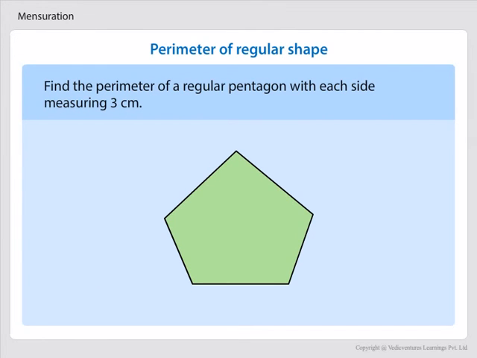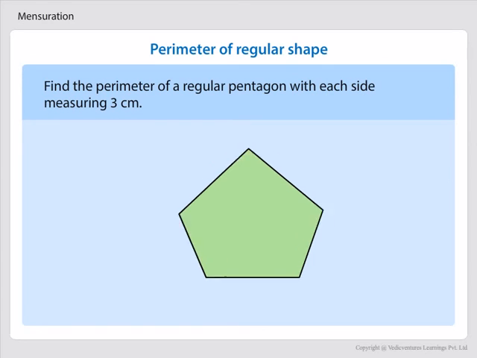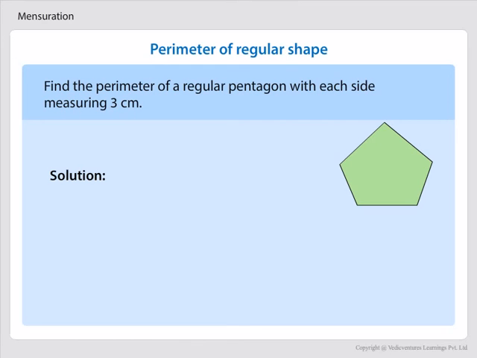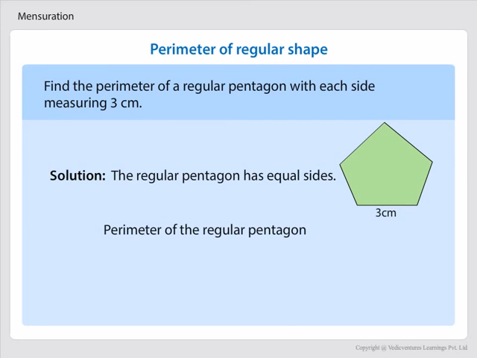Let us take another example. Find the perimeter of a regular pentagon with each side measuring 3 cm. Solution: the regular pentagon has equal sides. Each side is of length 3 cm. Therefore, perimeter of the regular pentagon equals 5 into length of one side equals 5 into 3 cm equals 15 cm.